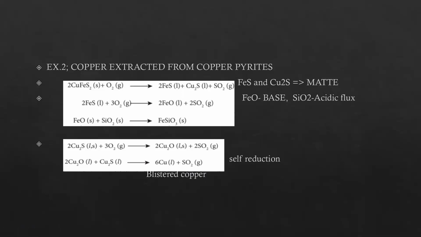In this copper layer, SO2 comes out in the form of vapor, like bubbles, so we call it blistered copper. Here we are not adding any reducing agent, so we call it self-reduction.